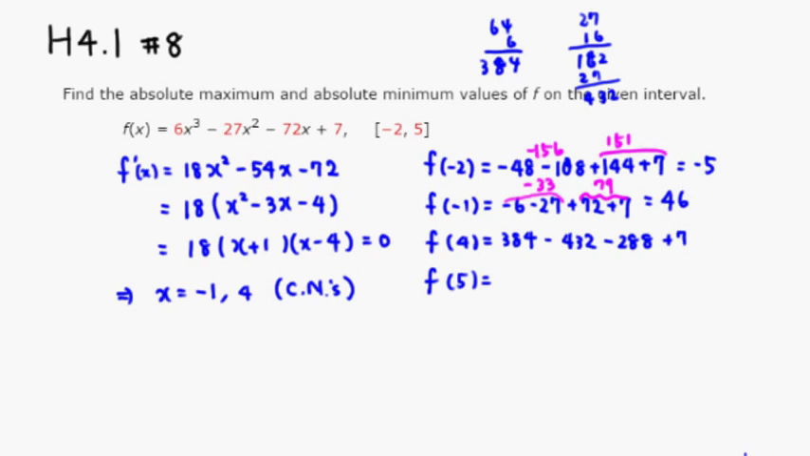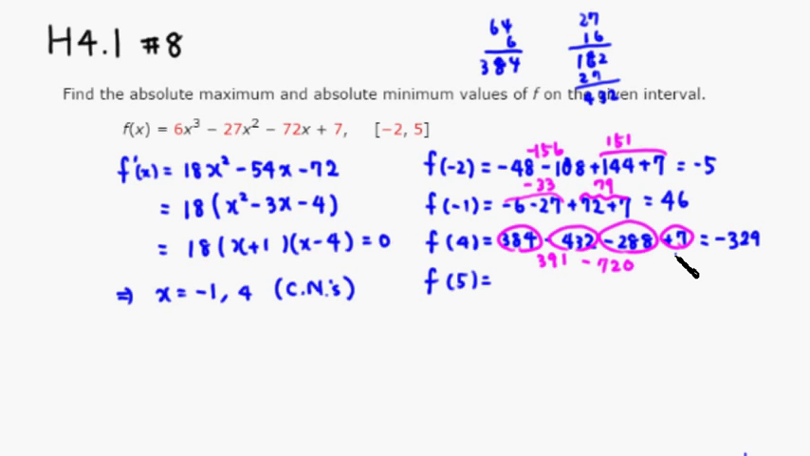So we can add these guys together. 384 plus 7 gives you 391, and then you have to subtract these two together: 432 plus 288 is 720. So this is going to be negative. We have to subtract, 391 minus 720, which gives negative 329. Alright, the last one.